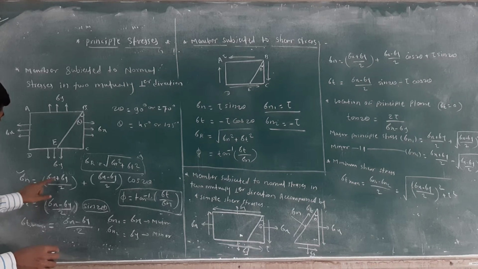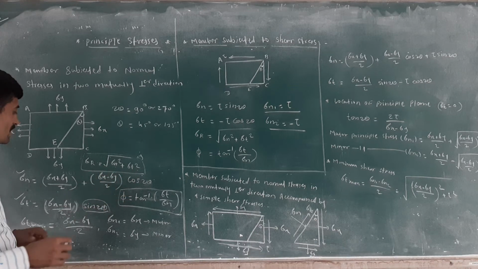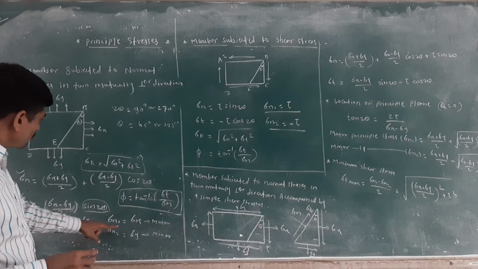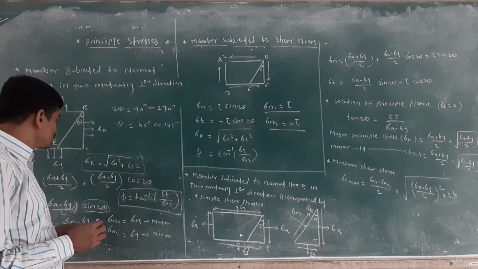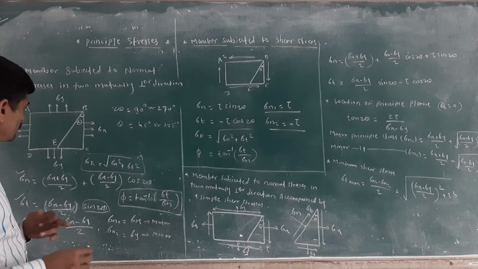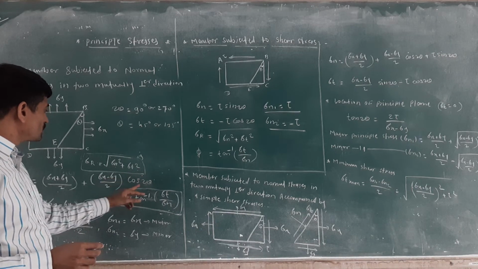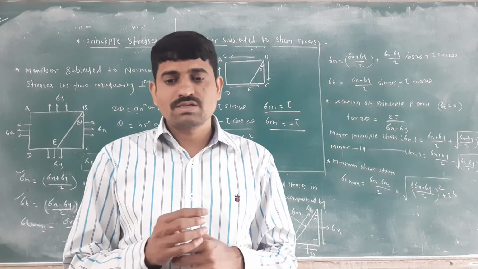Sigma n is equal to (sigma x plus sigma y) divided by 2 plus (sigma x minus sigma y) divided by 2 into cos 2 theta. Okay, here we will get the sigma x only. How to get this major principal stress? If you have written this equation, then when we put cos 2 theta equal to 1. Then when will we get cos 2 theta equal to 1?